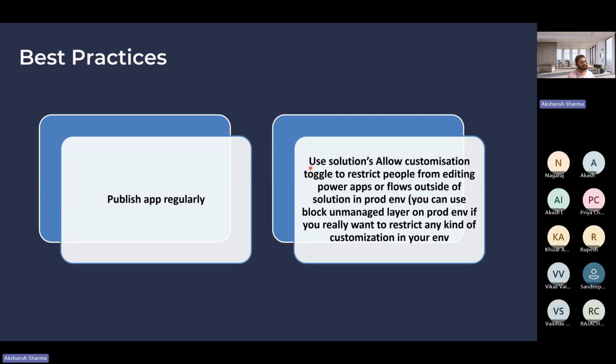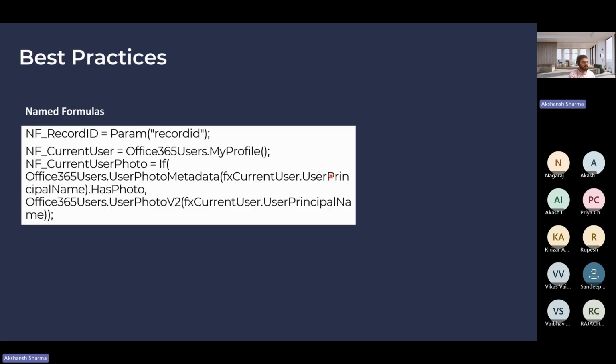And then we have the solution's Allow customization property. If you don't want to allow users to create an unmanaged layer within your Canvas app when you deploy it to your UAT or prod, then it's always good to use the solution's property called Allow customization and toggle it to false. By default, it will always be true. So it's a good practice to toggle Allow customization off if you're working with Dataverse or SharePoint. But if you're working with SQL, don't disable this, otherwise you won't be able to update your connection references, which is a pain. So those are some of the other best practices.